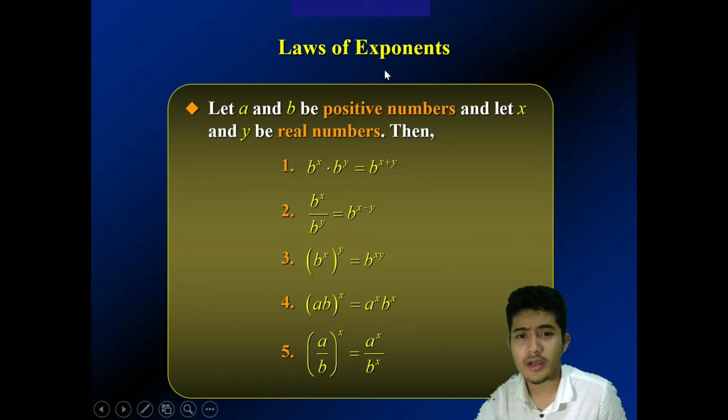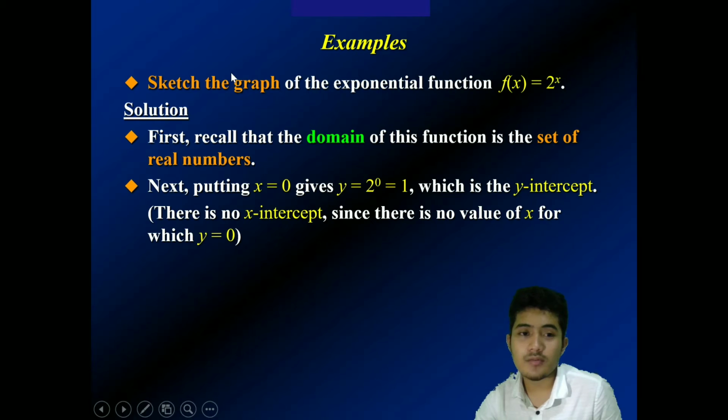And the laws of exponents: let a and b be positive numbers and let x and y be real numbers. Then we have these laws of exponents. There are 5 laws of exponents. And we get an example here.